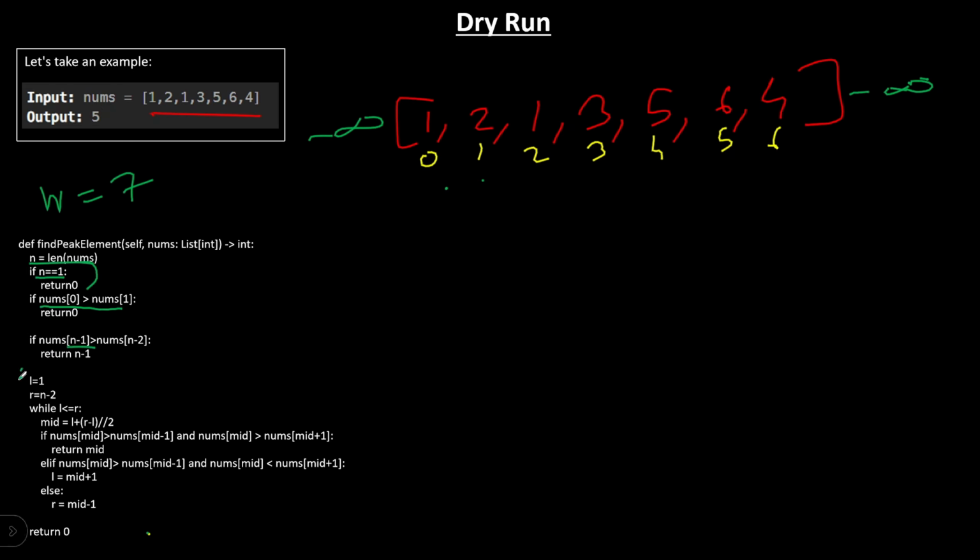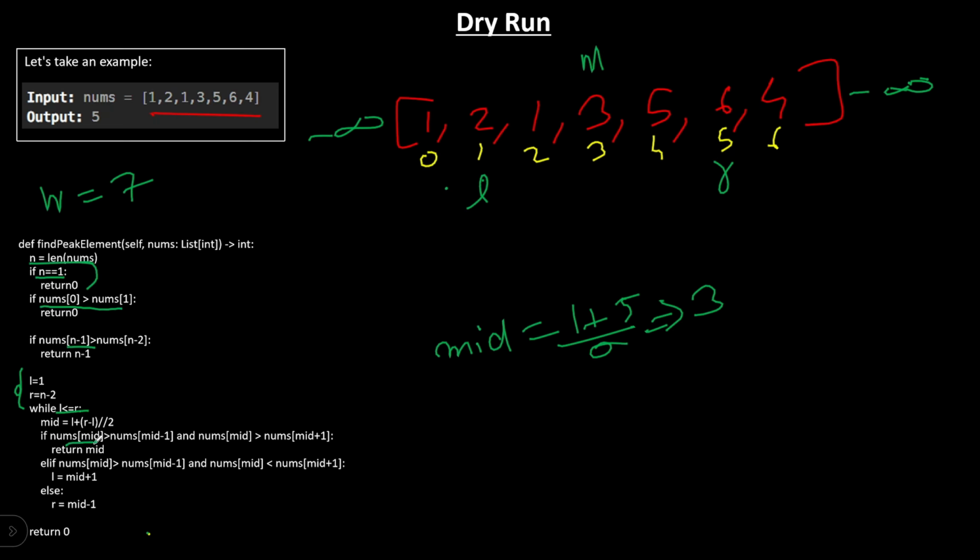Now we will initialize our left and right pointers for the binary search. While L is less than R, we take out the mid. Mid for 1 plus 5 is 6, so it will be 3. So our mid is standing here. I will call it M.